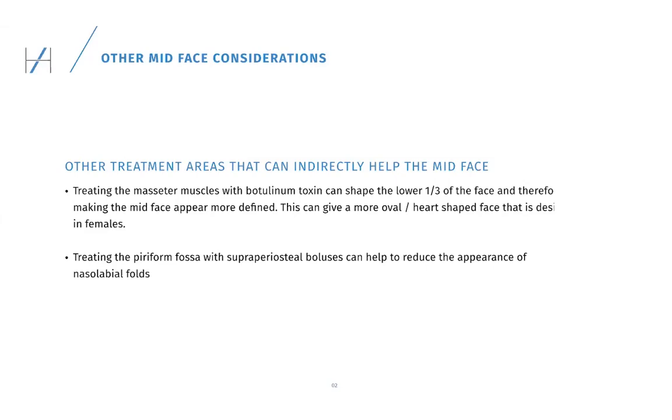The other option is to treat the piriform fossa with supraosteal boluses, which can help lift the nasolabial fold. Remember, this is a high-risk area. You are treating in and around and past the facial artery. So you must be on bone and you must stay on bone. I've seen people aspirate in this area and aspirate blood. So you must make sure that you stay on bone when you're treating this. It's relatively advanced to do, and if you're not confident, I would avoid doing that to start with.